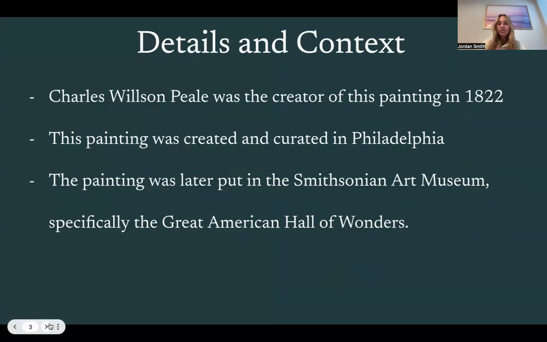For some details, Charles Wilson Peel was the creator of this painting in 1822. It was created and curated in Philadelphia, which is where he lived at the time. He also served in the militia in Philadelphia around that same time. This painting, as I said, was later put into the Smithsonian, specifically the Great American Hall of Wonders, and that exhibit looks into the changes of America, which is what this painting looks into.